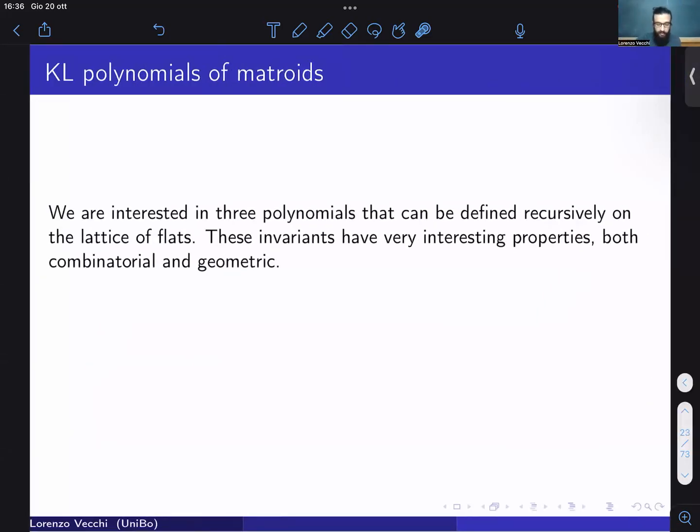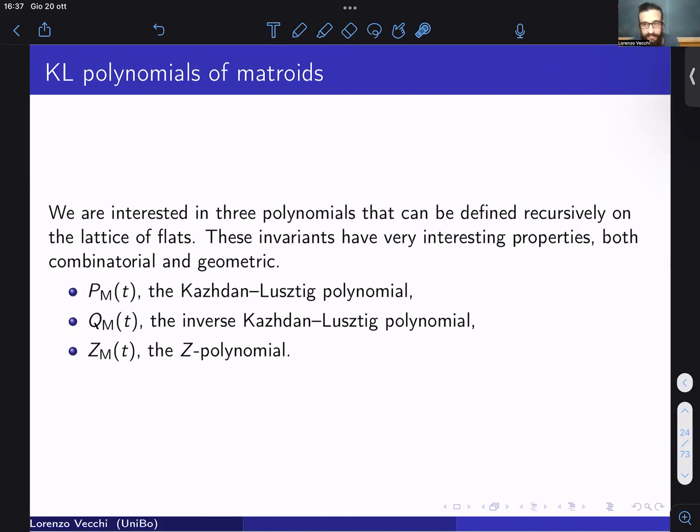So Kazhdan-Lusztig polynomials are three polynomial invariants that can be defined using a specific recursion on the lattice of flats of the matroid. And we are interested in computing them because it turns out that they have both combinatorial and geometric properties that are very interesting. So they encode something meaningful about the matroid. So that's why they're worth looking at. And the three polynomials are these ones: the polynomial P, called Kazhdan-Lusztig polynomial, the polynomial Q, called inverse Kazhdan-Lusztig polynomial, and the polynomial zeta, which is the zeta polynomial of the matroid.